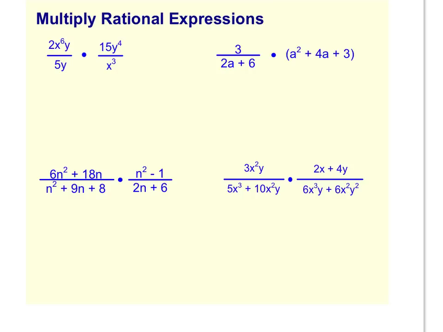If you notice the 15 and the 5, you could divide those both by 5 and get those numbers a little bit smaller. 15 divided by 5 is 3. 5 divided by 5 is 1. And now we can just treat this like a regular fraction multiplication problem. When you multiply fractions, you do multiply straight across. You don't need to worry about a common denominator.